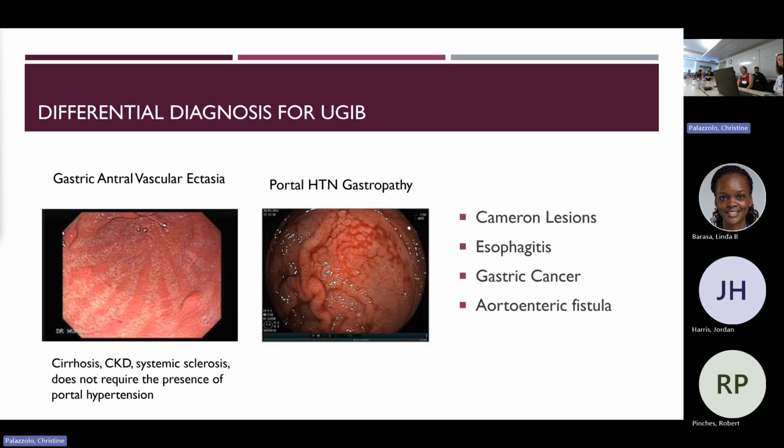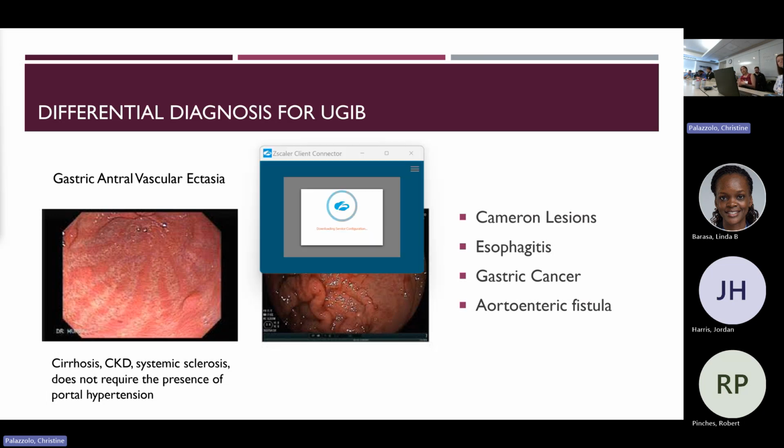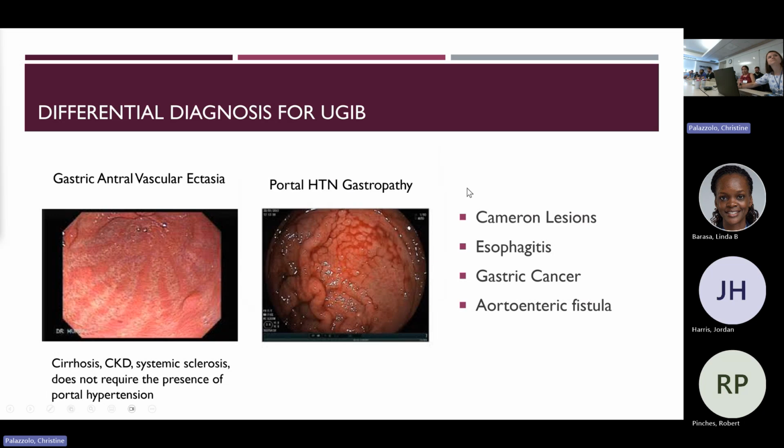So Cameron lesions are when you have a hiatal hernia and you get erosions within that hernia, because if it's sliding up and down a lot, it can cause some irritation. So it's basically kind of like ulcerations, ulcers, erosions within that sac. Esophagitis, gastric cancer. I've never actually seen this so far, but I think this is one of those don't-miss aortoenteric fistulas. Obviously, the patient would be very, very sick, but something to think about if there's nothing else.